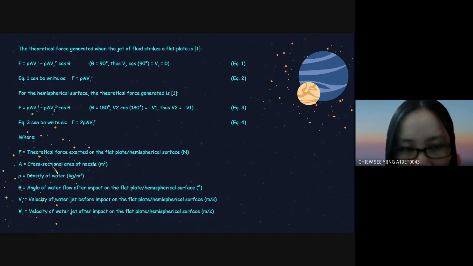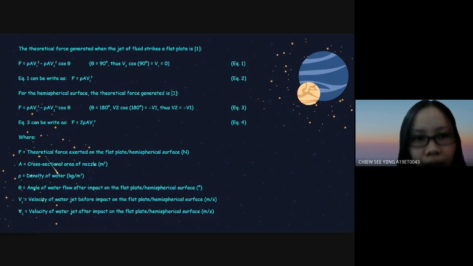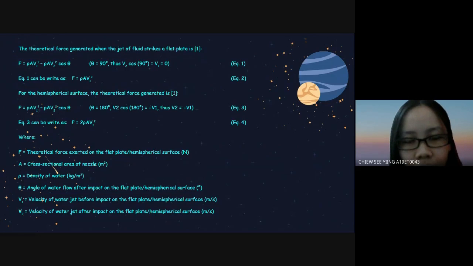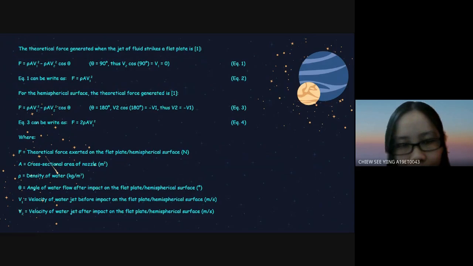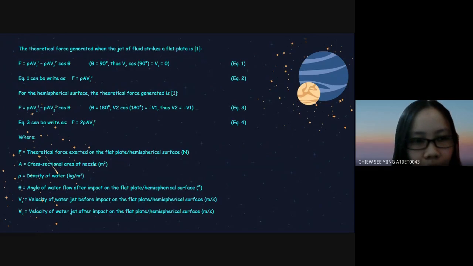For the hemispherical surface, the theoretical force generated is F equals rho A V1 squared minus rho A V1 V2 cos theta, and theta is 180 degrees. Then V2 cos 180 degrees equals negative V1, thus V2 equals negative V1, and this equation can be written as F equals 2 rho A V1 squared.